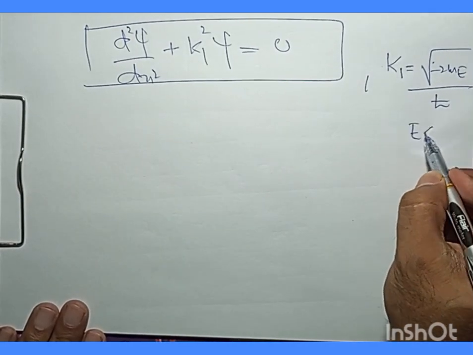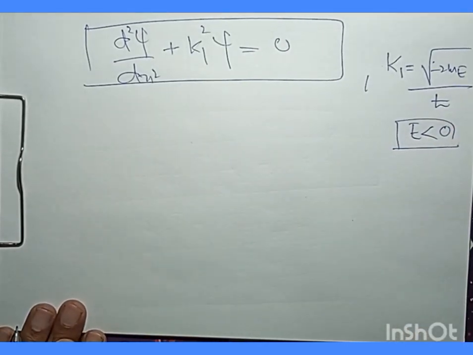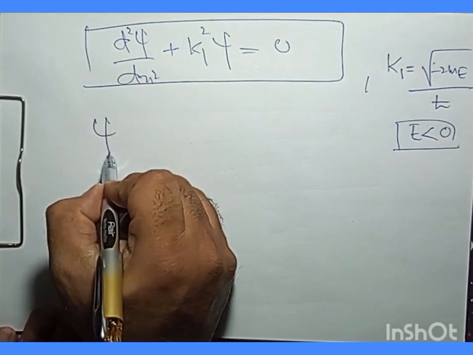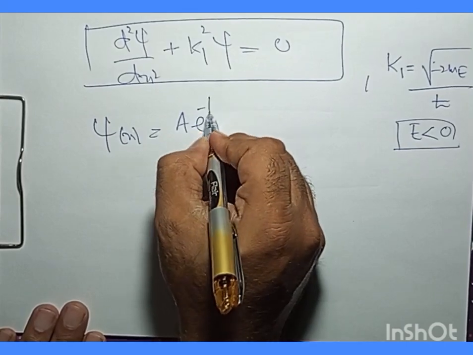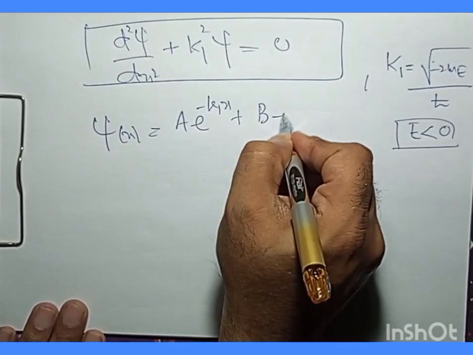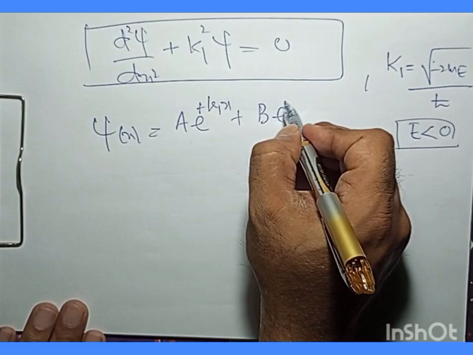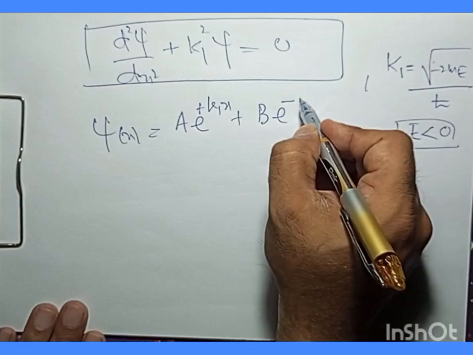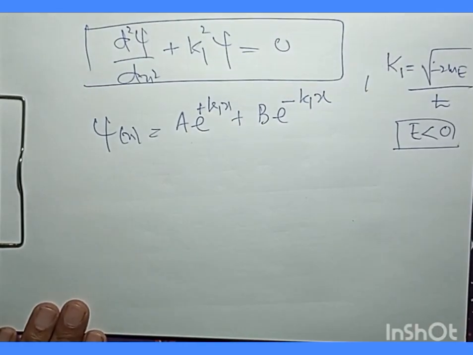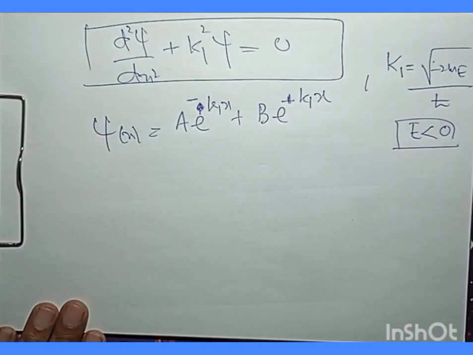And what is true here is that E is less than 0. So E is negative, so that this K1 is real. So we have the Schrödinger's equation, and we can write down its solution as psi of x equal to a e to the power of minus K1x plus b e to the power of plus K1x. Now, let's choose this as minus and choose this as plus.